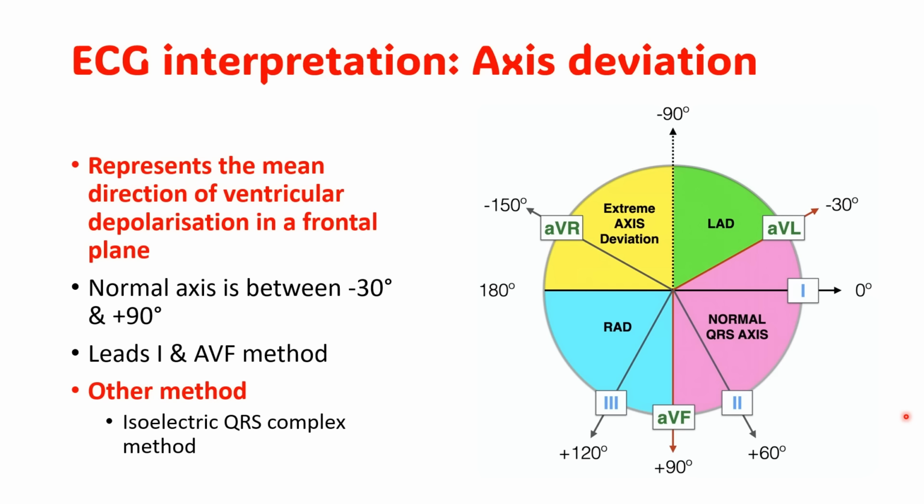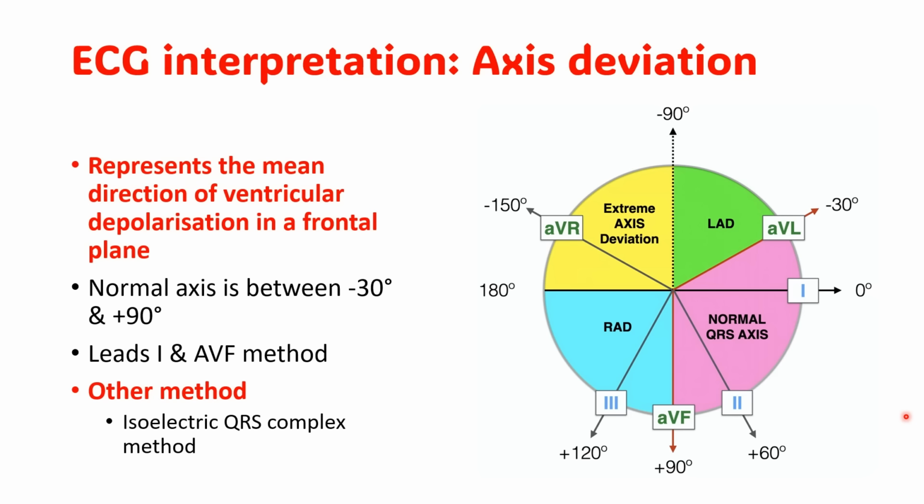If there's positive deflection in lead 1 and negative deflection in AVF, that suggests there's left axis deviation. If there's negative deflection in lead 1 and positive deflection in AVF, that suggests there's right axis deviation. And if there's negative deflection in both leads 1 and AVF, that suggests there's extreme right axis deviation. That can be seen typically in quite severe right ventricular hypertrophy.